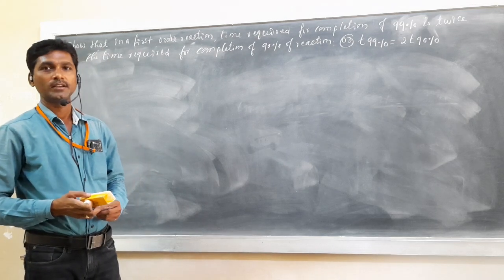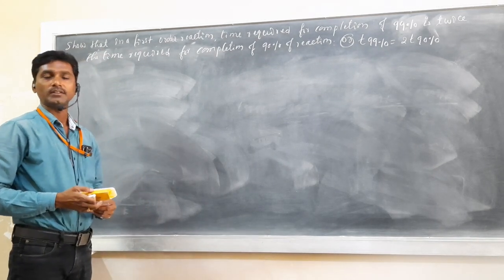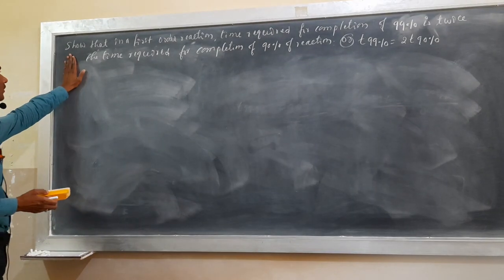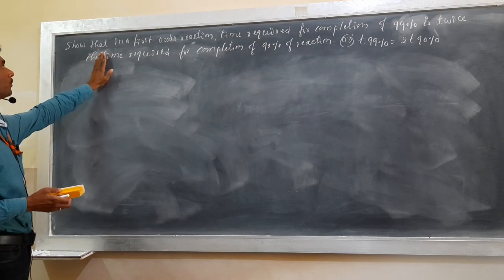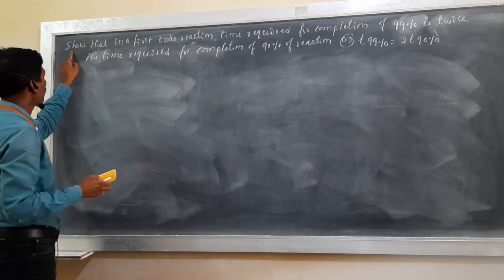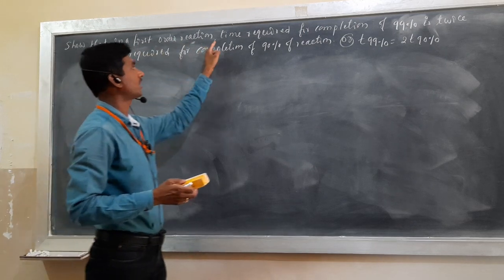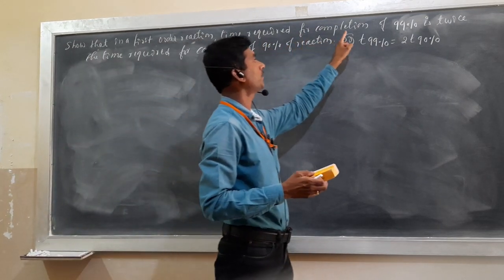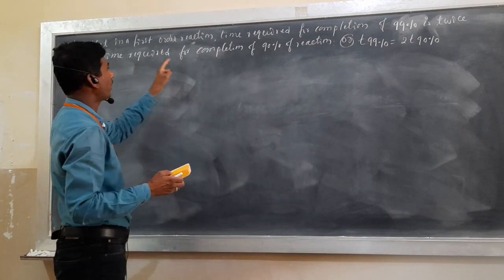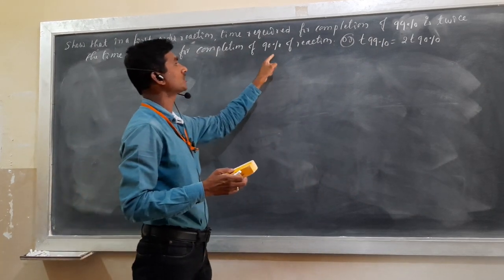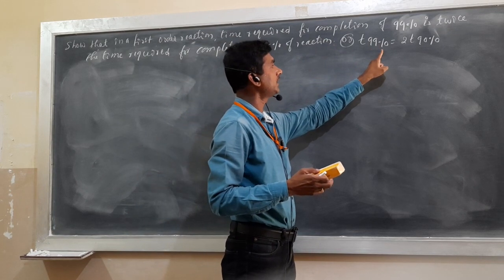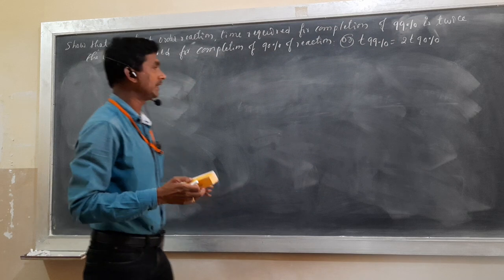Student, yesterday we derived the rate constant equation of a first order reaction. Today I will solve a few numericals, or problems, on first order reactions. Today's first problem: show that in a first order reaction the time required for the completion of 99% is twice the time required for the completion of 90% of the reaction, or show that T99% equals 2 times T90%.